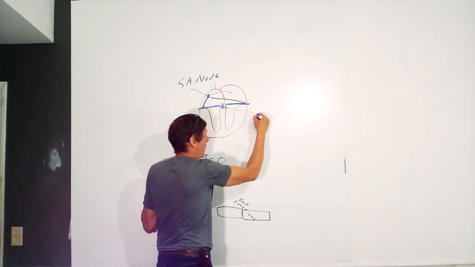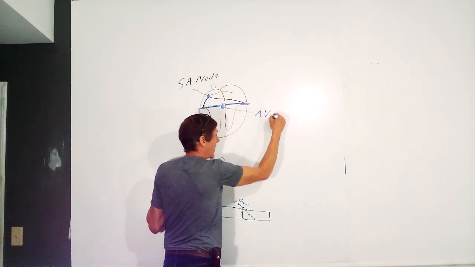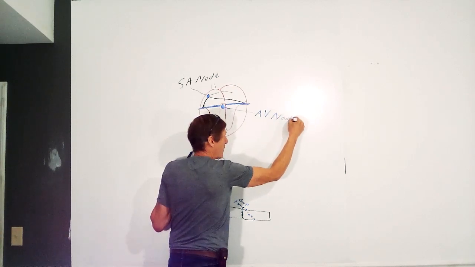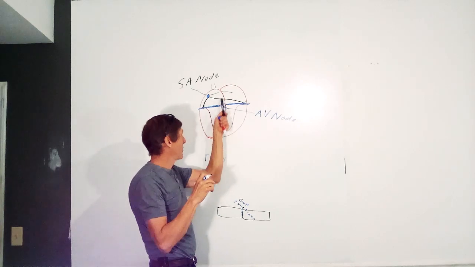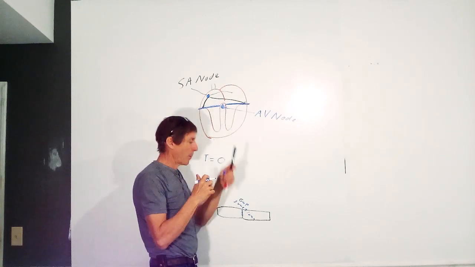This group of cells is called the AV node. It's just an abbreviation for atrioventricular node, because it's right there at the junction between the atria and the ventricles, right at the septum.